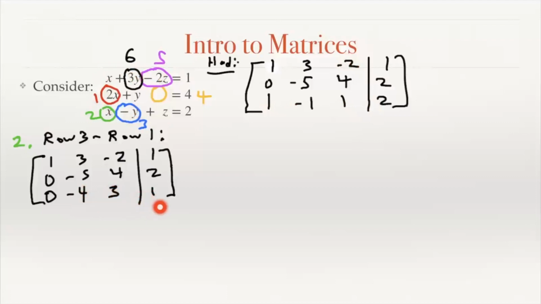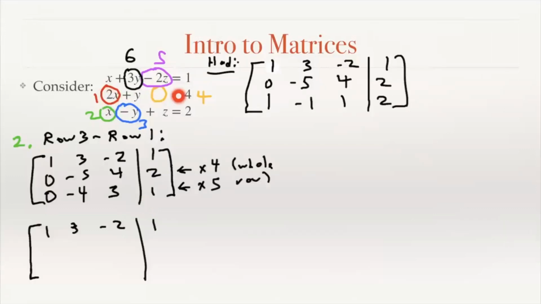So this should also look familiar. It's what we had after finishing steps 1 and 2, and now we can continue. We can take a row and multiply the entire row by a scalar, just like we did before. We multiplied this by 4, and we multiplied that by 5, and by that we mean the whole row. And that's valid because it's the same thing as taking an equation and multiplying it by 4 on both sides, or by 5 on both sides.